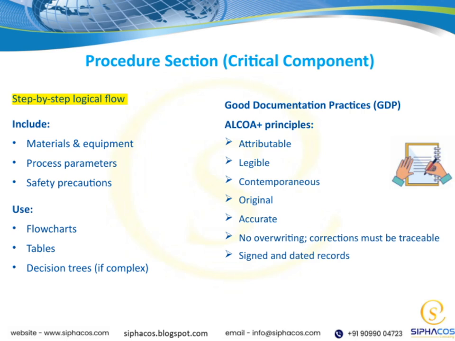everyone involved. To make this as understandable as possible, we often use tools like flowcharts, tables, or decision trees, especially if the process is complex. These visual aids help clarify the process and ensure nothing is overlooked. By following these key points, we ensure our documentation is thorough, reliable, and compliant, which ultimately supports the overall quality and integrity of our work.